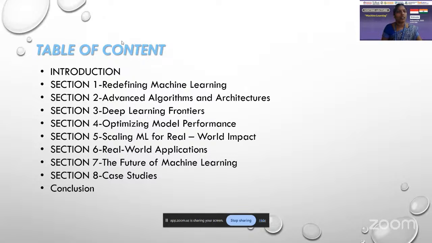Okay. So the table of contents that we are going to refer to is: how to redefine machine learning, advanced algorithms and architecture, deep learning frontiers, and then optimizing model performance, scaling ML for real world impact and real world applications, the future of machine learning, and a few case studies.